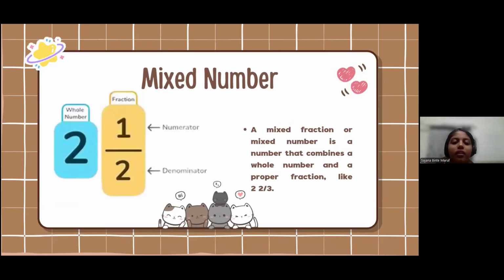Mixed number. A mixed number is a number that combines a whole number and a proper fraction, like 2 and 2 by 8, 2 by 3.